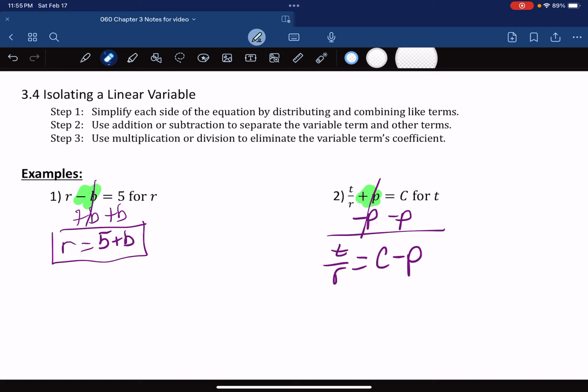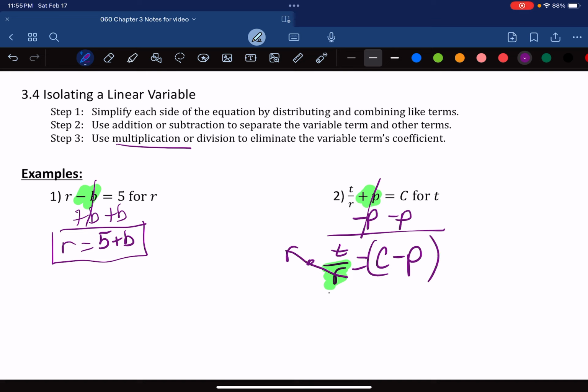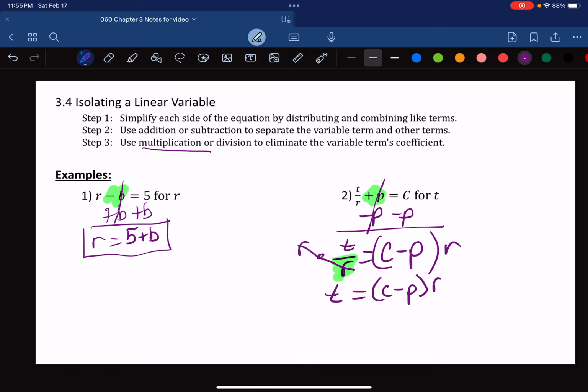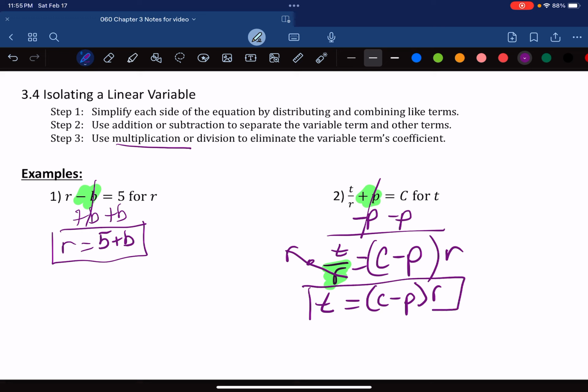And then the next thing I need to do is isolate the t. And in this case, the coefficient is actually another variable, which is the letter r. And so I will be multiplying by r on both sides to isolate the variable t. And at this time, you can actually leave it like this. This isn't necessarily the simplest form, but you could leave it like this, or you could go ahead and distribute that r if you wanted to get rid of the parentheses.